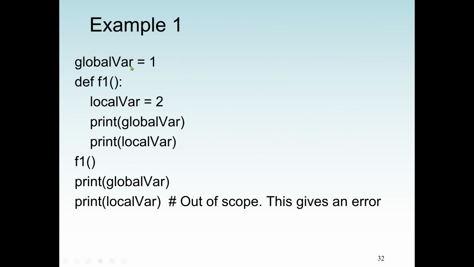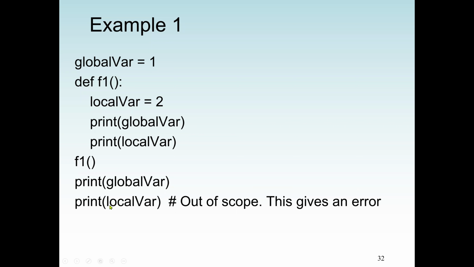You can see global var is a global variable because it's declared outside the function. The function name is f1. The value for global var is 1. Then we declare the variable local var, which is 2. Now, if we print global var, it will print 1 because global var can be used by the function. Then when we print local var, it will print 2 because it's inside the function. Now, outside the function, we have the invoke. Then we print global var. It still will give us 1. The value will not change.